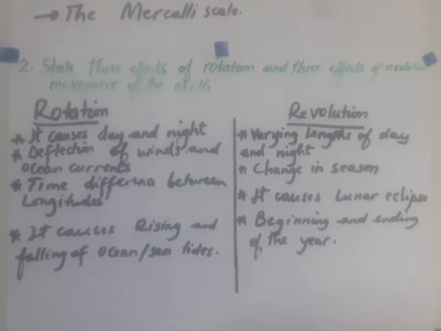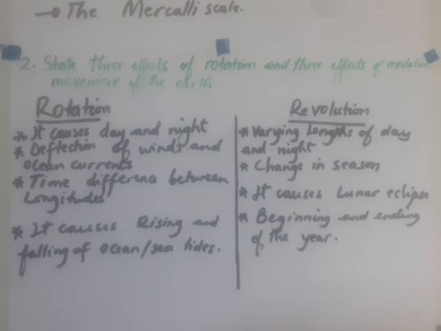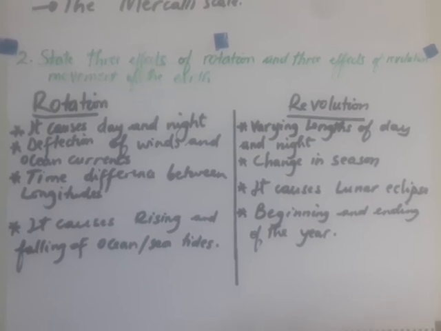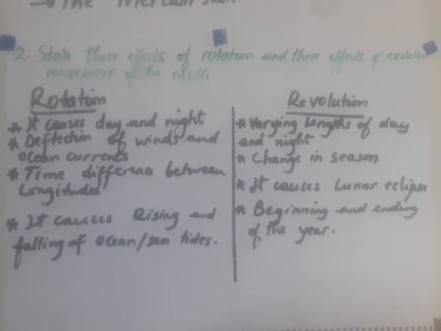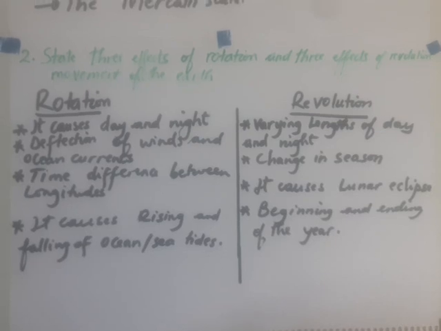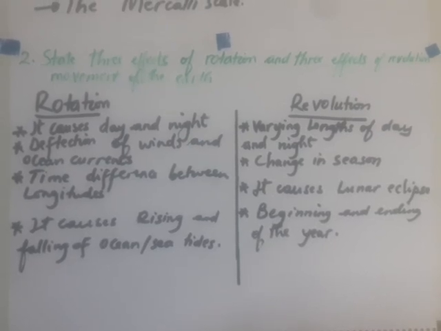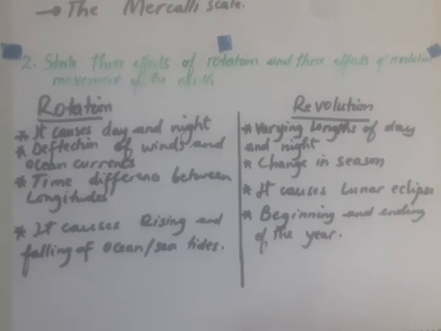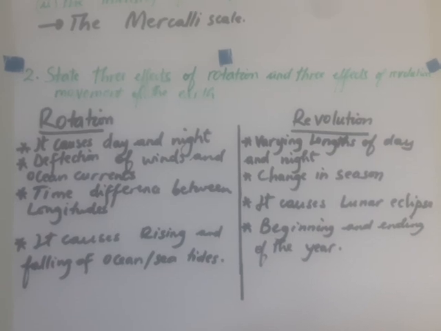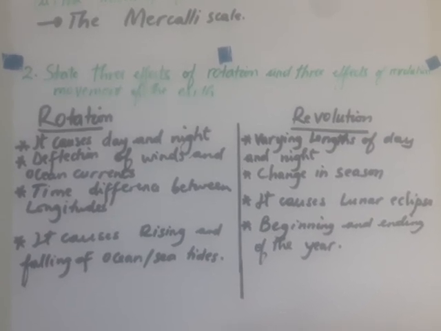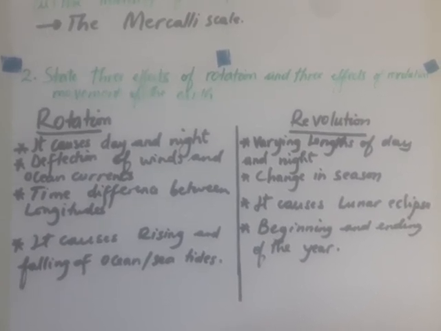So when the earth is turning around the sun and when the earth is turning on its axis, there are some effects, some results, some consequences that will take place. Let's start with the effects of rotation. Rotation causes day and night.